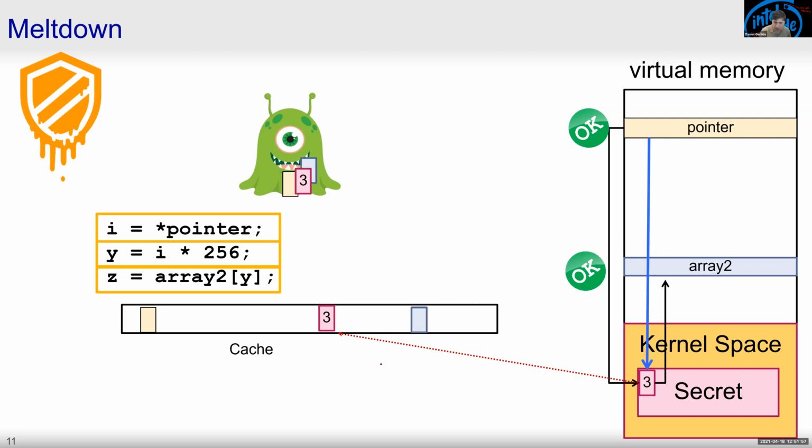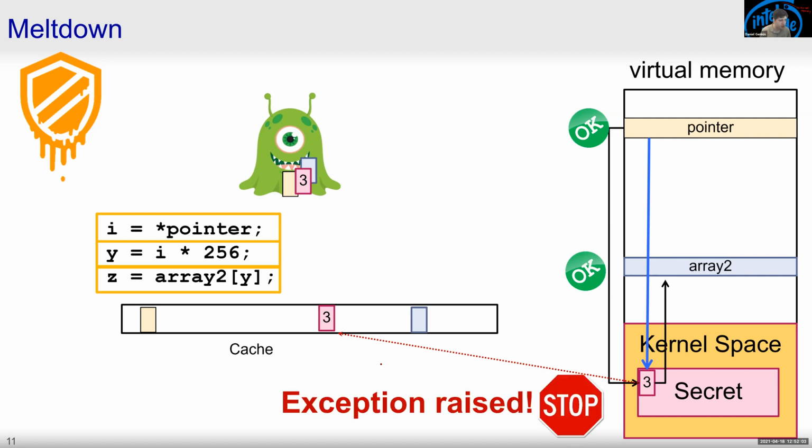Eventually, of course, at some point, the processor is going to catch up. And when the processor is going to catch up, well, it's going to raise an exception, kill the offending program, tear down its address space, and restore sanity. Right? We're done here, right? There's nothing more to see.